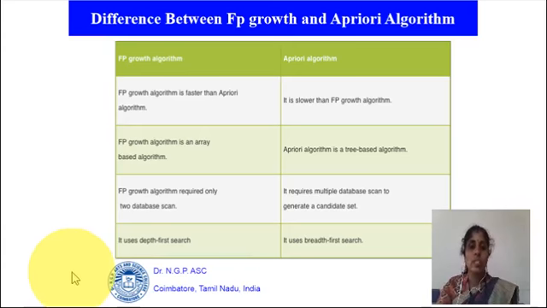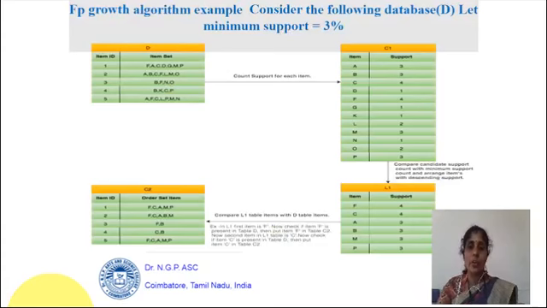FP growth algorithm is an array based algorithm, whereas Apriori algorithm is a tree based algorithm. FP growth requires two database scans, whereas in Apriori multiple database scans can be generated in the candidate set. It uses a depth first search, whereas the Apriori algorithm uses a breadth first search. This is a broad division in the difference between FP growth and Apriori algorithm.